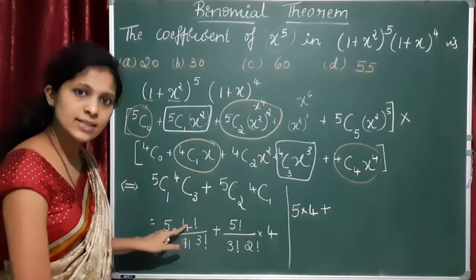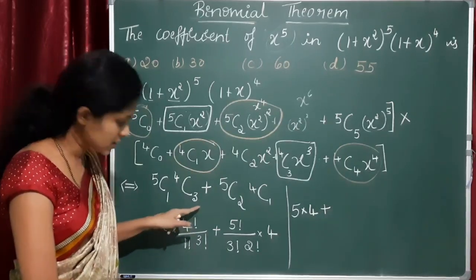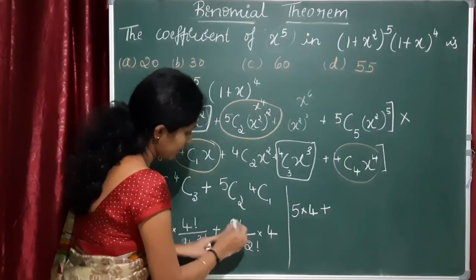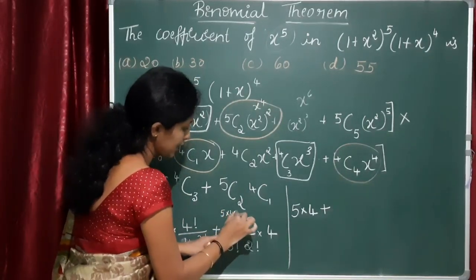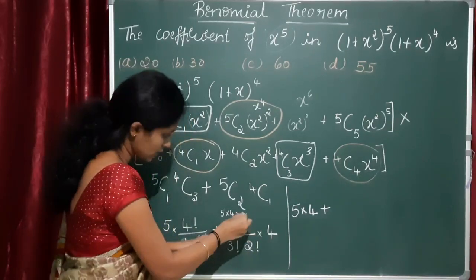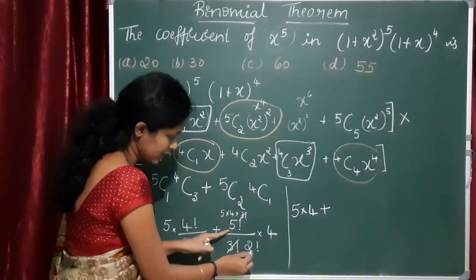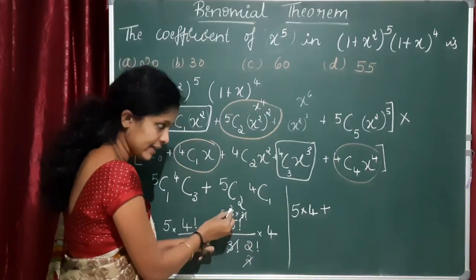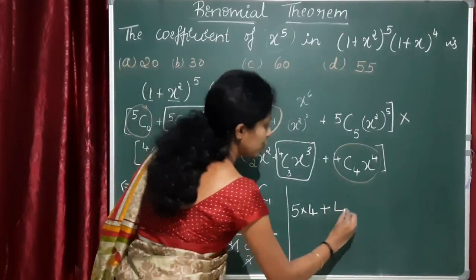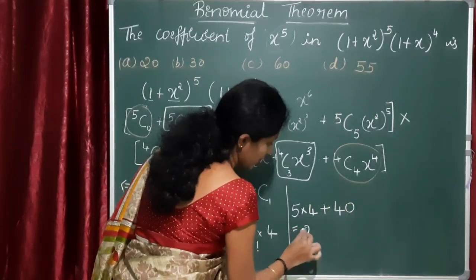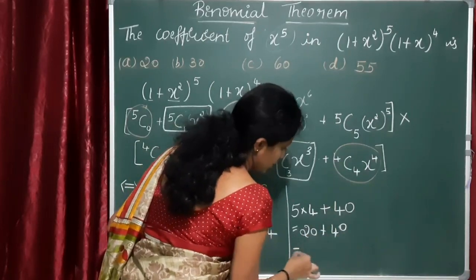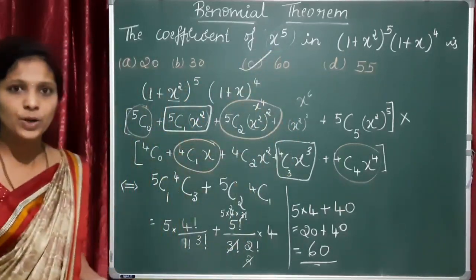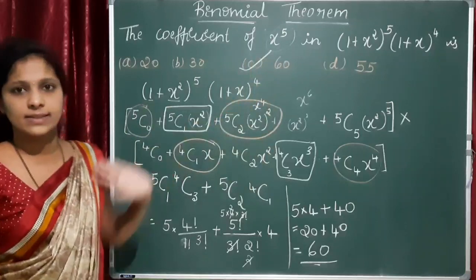4 factorial can be done as 4 into 3 factorial, right? So 3 factorial and 3 factorial get cancelled. 5 into 4, plus here you can see 5 factorial can be done as 5 into 4 into 3 factorial, right? So 3 factorial and 3 factorial will get cancelled. Here this 2 is there, so 2 and 2 cancel. 5 into 2 will be 10, 10 into 4 will be 40. So the answer: 5 into 4 is 20 plus 40 will be equal to 60. Clear? So 60 means the option C. I hope you understood the problem. So the answer will be 60.